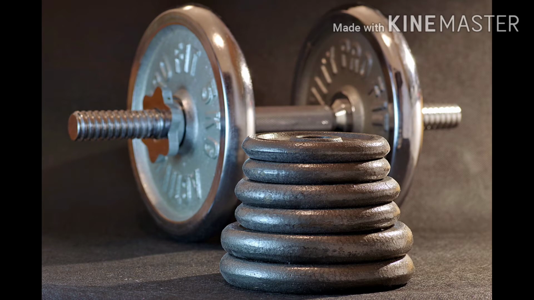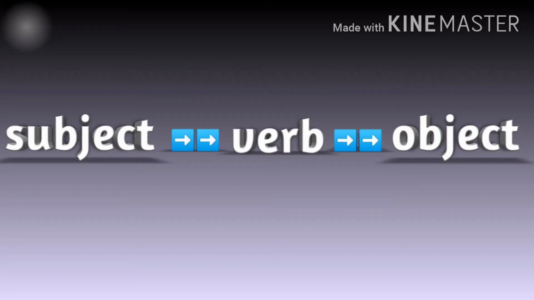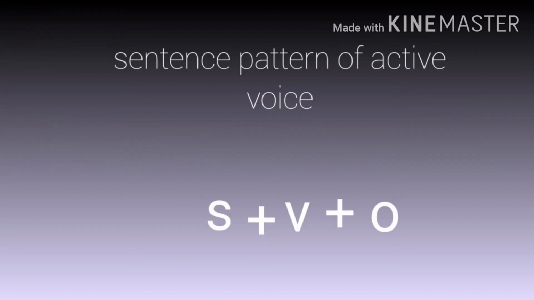I repeat the format of an active voice sentence once again. This is how it should be. It begins with the subject, followed by the verb, and then the object. That is the SVO pattern. Now I give you an example of an active voice sentence.